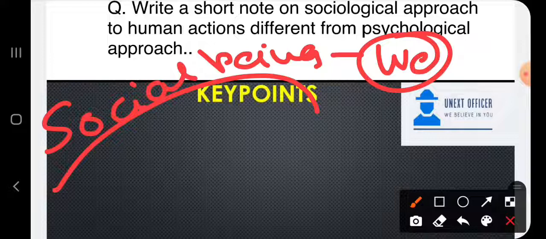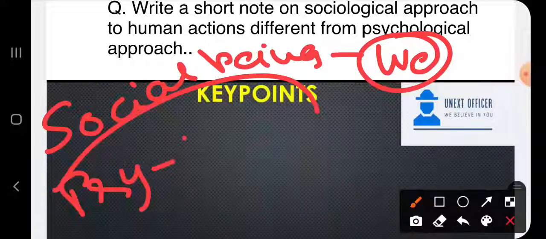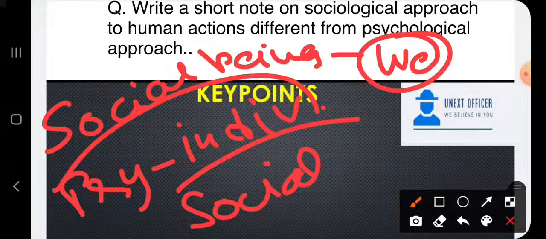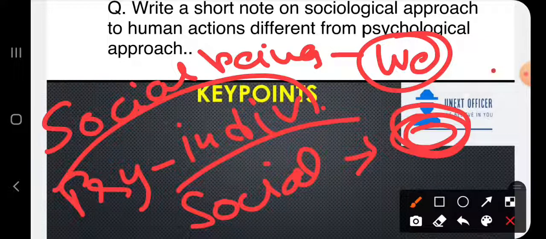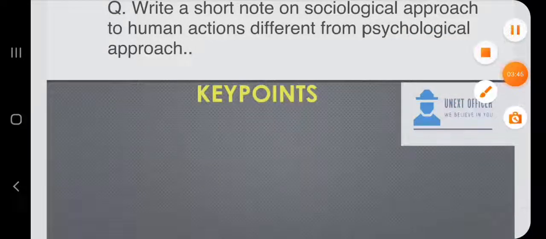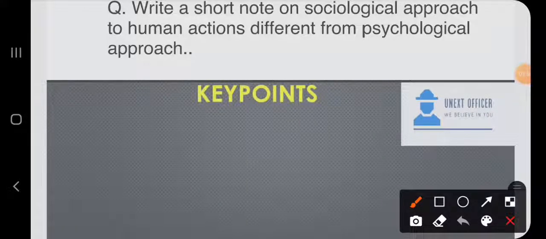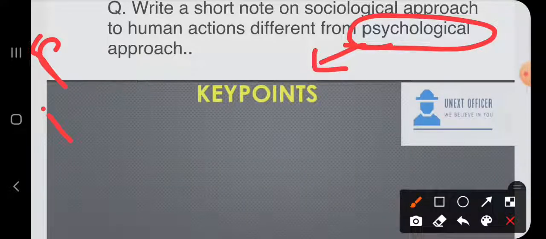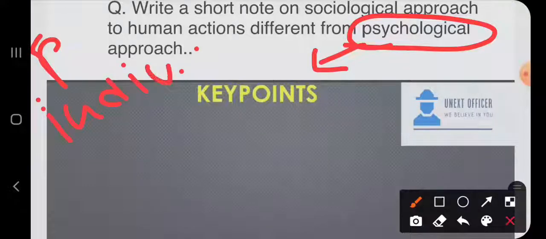How? You see, psychological is always individualistic in nature. When we talk about the sociological approach, or the society or sociology itself, it is a common affair. Understanding and studying the whole society is sociology, whereas the psychological approach is something different. Psychological approach studies human action on an individual basis.